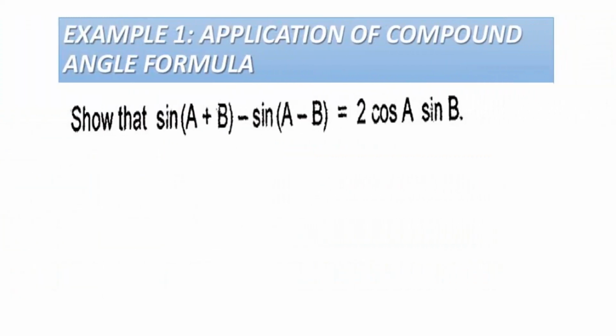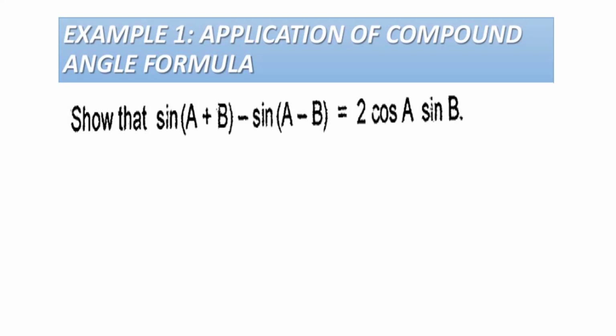So example 1 is just application of your compound angle formula, and it says that show that sine of A plus B minus sine of A minus B is equal to 2 cos A times sine of B, right? So from what we can see here already, we have got compound angles, right? So we can apply compound angle identities to help us prove that the left hand side is equal to your right hand side, right?